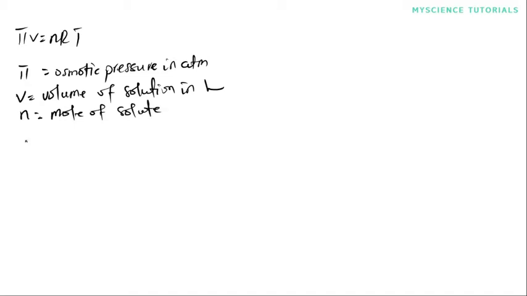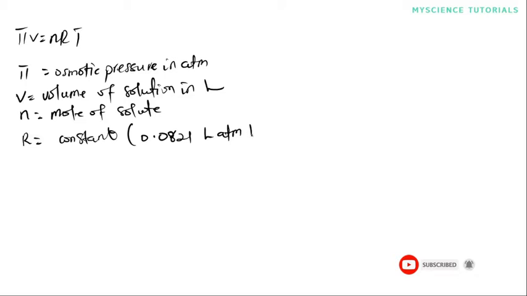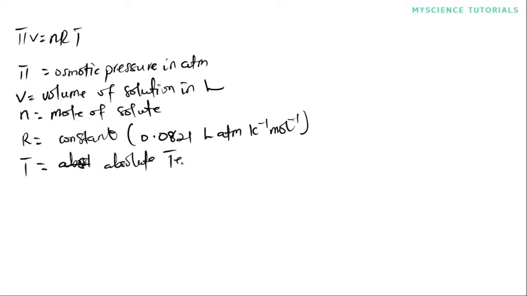Our R is a constant, and the value of that constant is 0.0821 liters atmosphere per Kelvin per mole, where T is the absolute temperature in Kelvin.